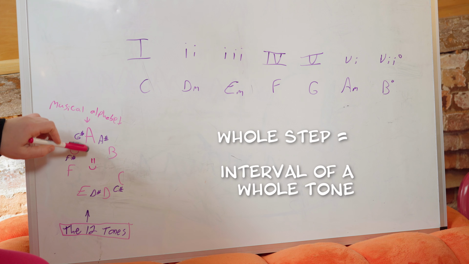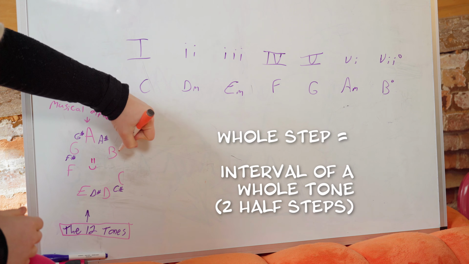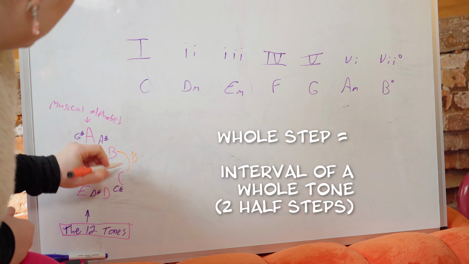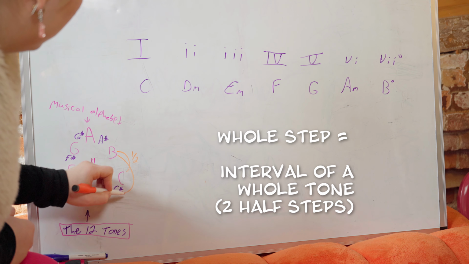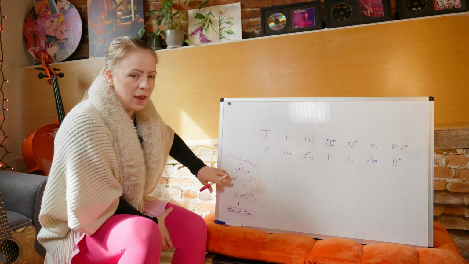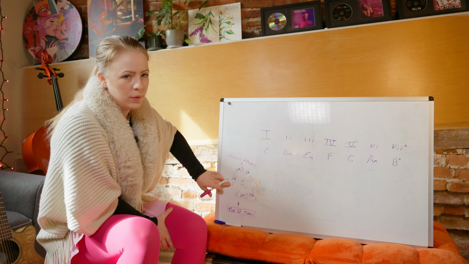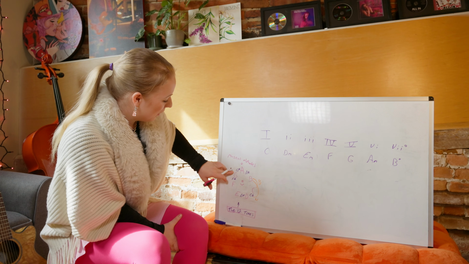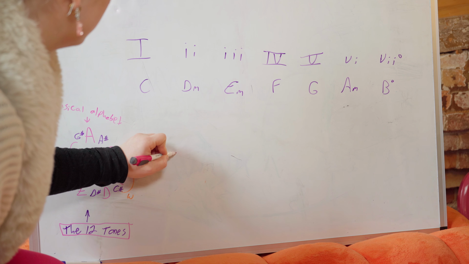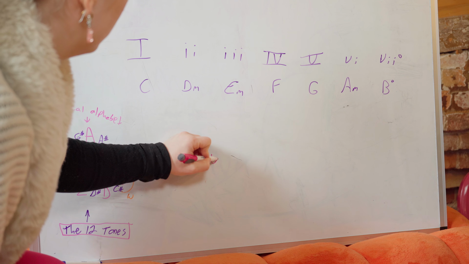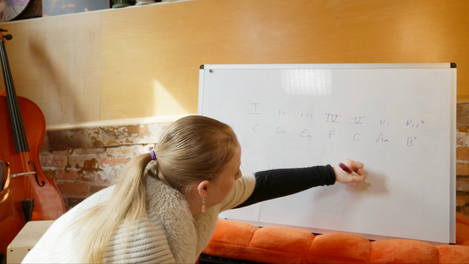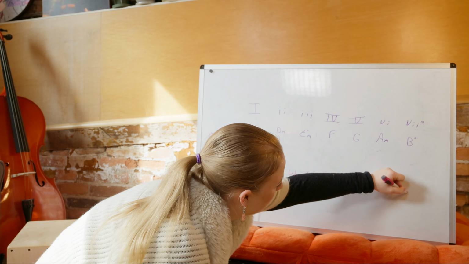A whole step is just skipping one note. B to C is a half step. B to C sharp is a whole step. To make any major scale, you just start somewhere on the circle, anywhere you want. Let's say we're starting on G, and you move in this exact order of steps. Whole, whole, half, whole, whole, whole, half.